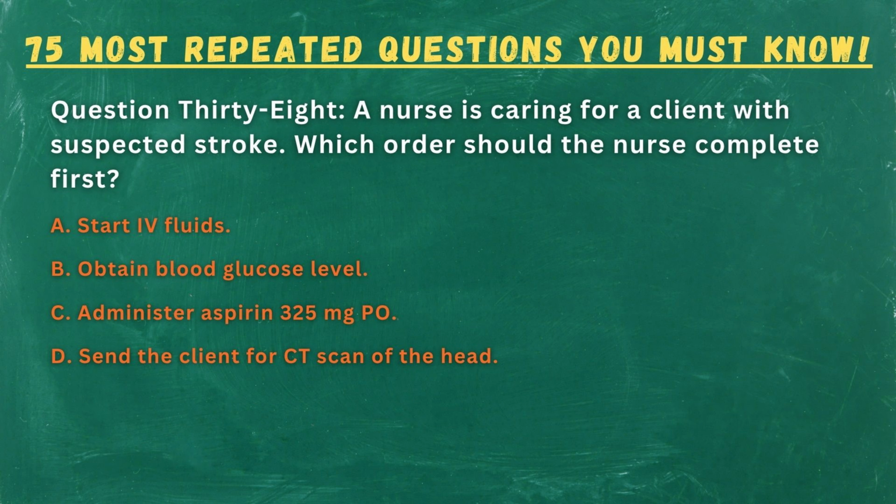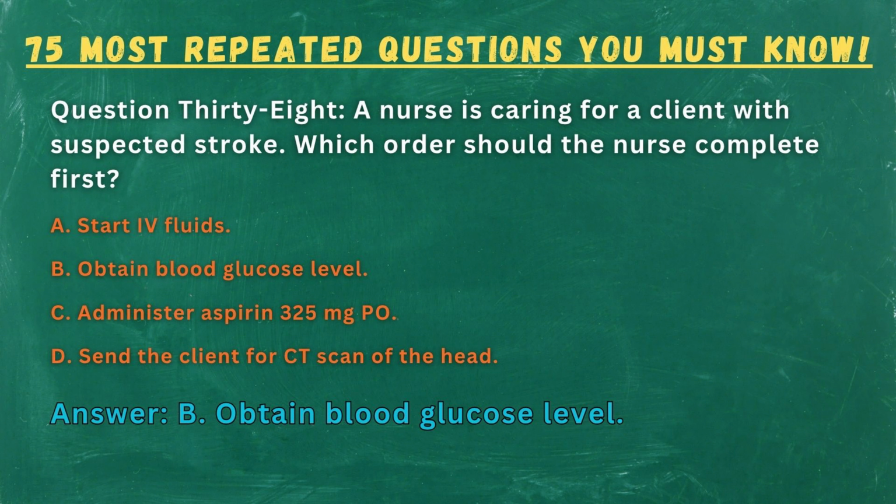Question 38. A nurse is caring for a client with suspected stroke. Which order should the nurse complete first? A. Start IV fluids. B. Obtain blood glucose level. C. Administer aspirin 325 milligrams PO. D. Send the client for CT scan of the head. Answer: B. Obtain blood glucose level.